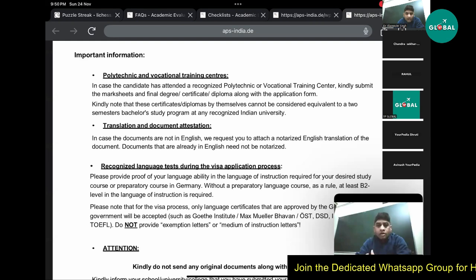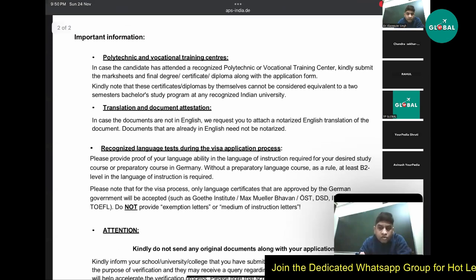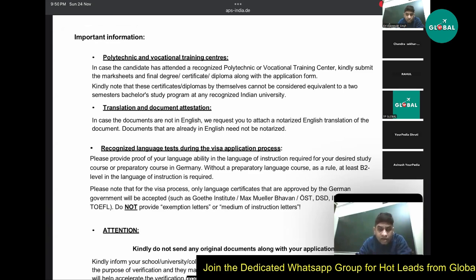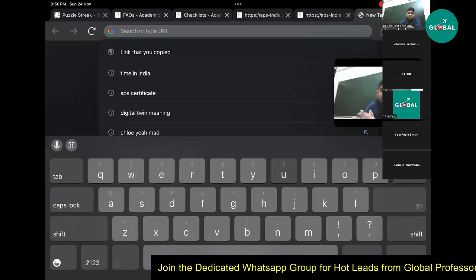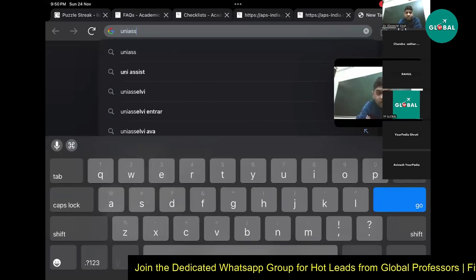So ideal time, for students who are aspiring to go for maybe a master's or PhD, Ankit, is like if you're planning to go to Germany, let's say after 6 months, then I think it's the right time they should start applying for APS.